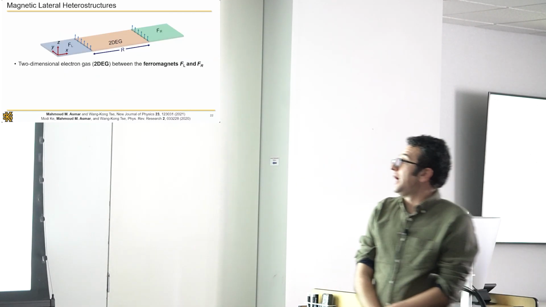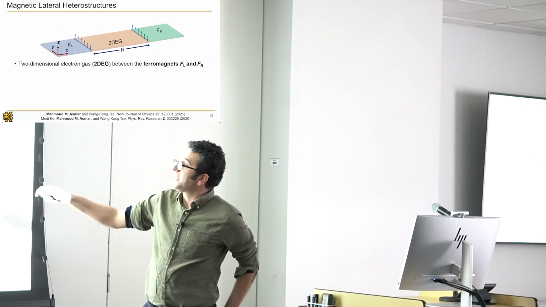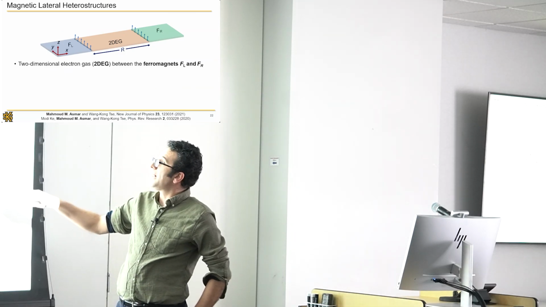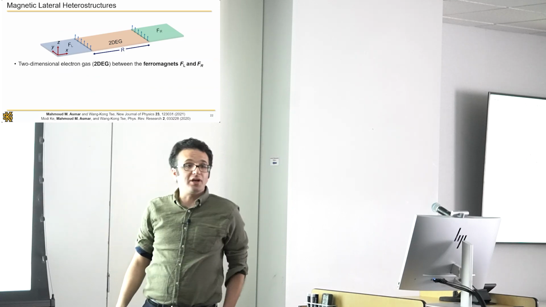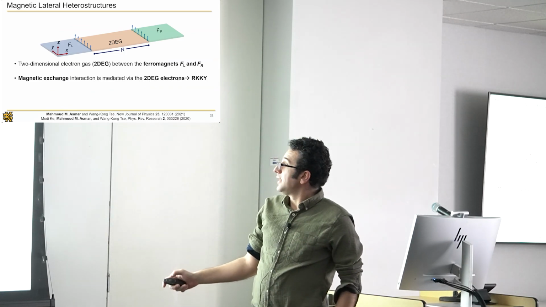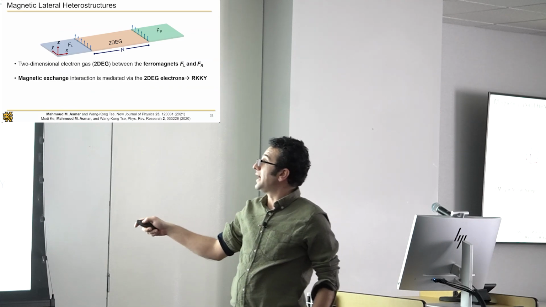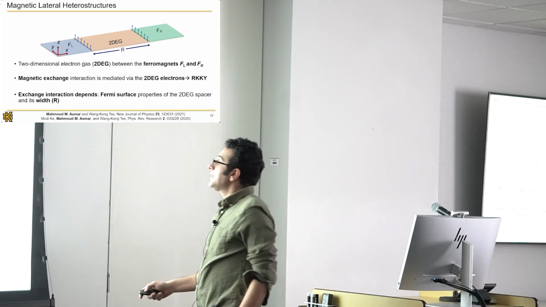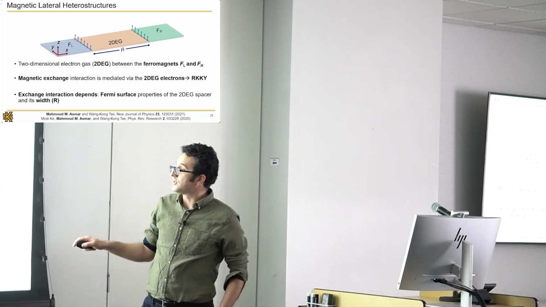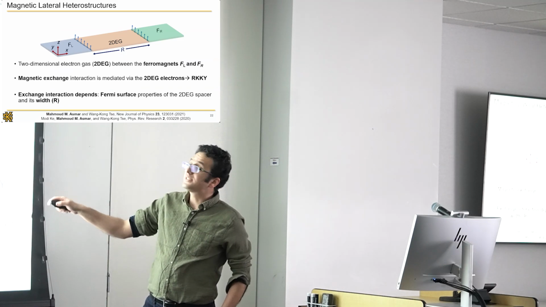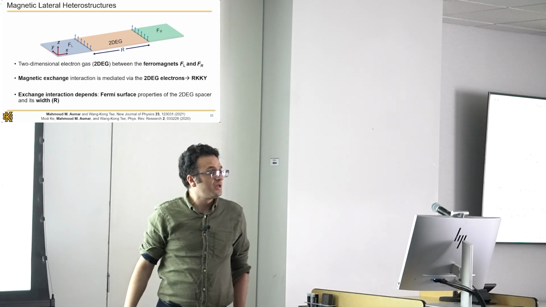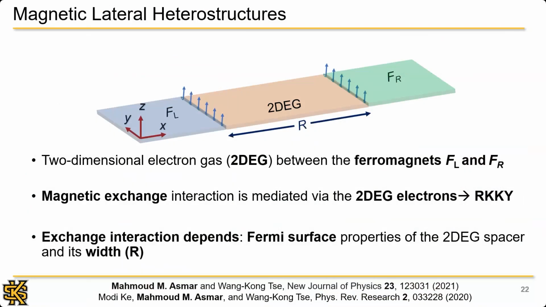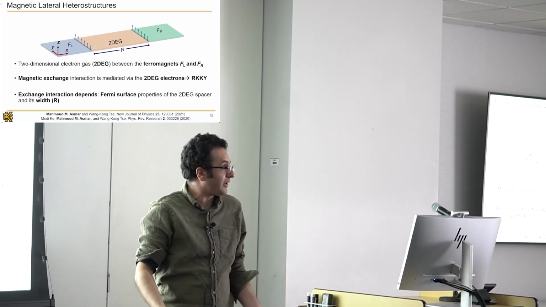Okay? So now the question is, if I have a magnetic lateral heterostructure, meaning I have a left ferromagnet, right ferromagnet, and a two-dimensional electron gas, we know that the magnetic exchange will be mediated by the electrons in my two-dimensional electron gas via the RKKY interaction. And the exchange, as we saw in the previous slides, depends on the Fermi surface properties and the distance between the two ferromagnets. So now you may think this is very inconvenient, because every time I want to change the RKKY, I either need to change the material, or I need to make this longer, which means I need to create a sample every time, right?